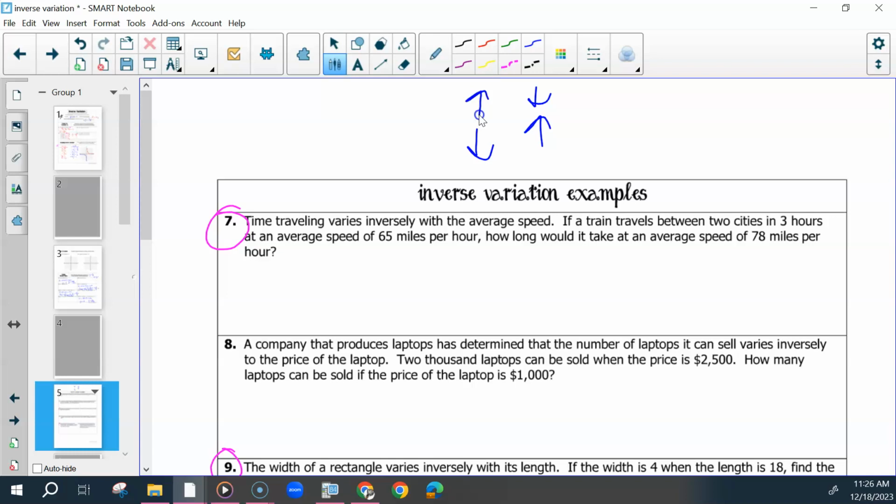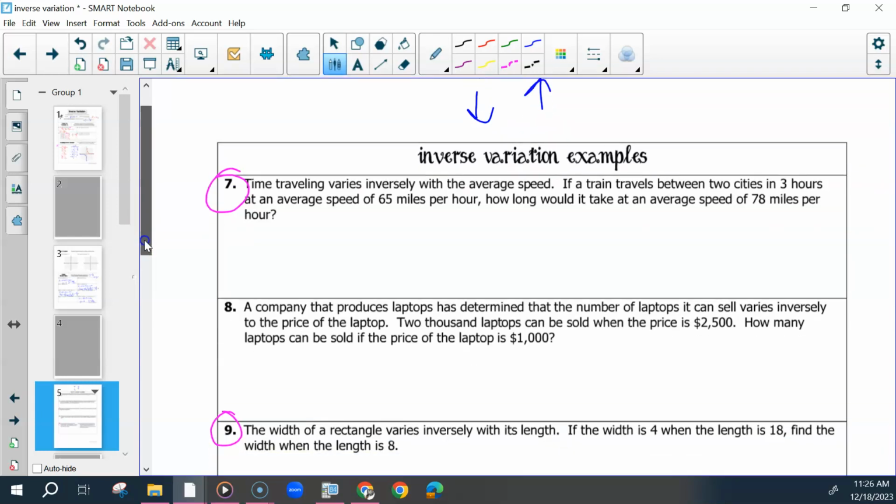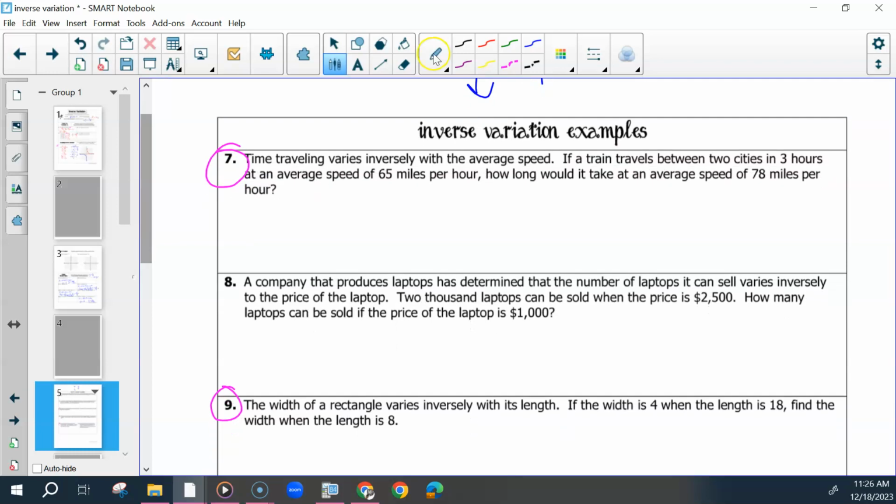If it doesn't say the words varied inversely or inversely proportional, if it didn't say that. So just like direct, we're going to be solving it similarly, but using our equation. But first, let's read number 7. Time traveling varies inversely with the average speed. If a train travels between 2 cities in 3 hours at an average speed of 65 miles per hour, how long would it take at an average speed of 78 miles per hour?